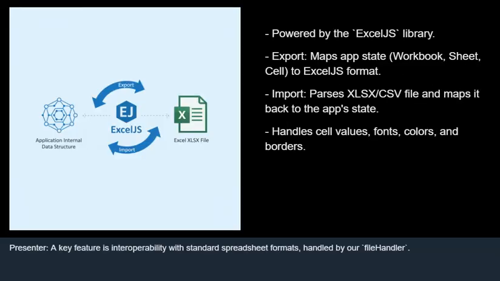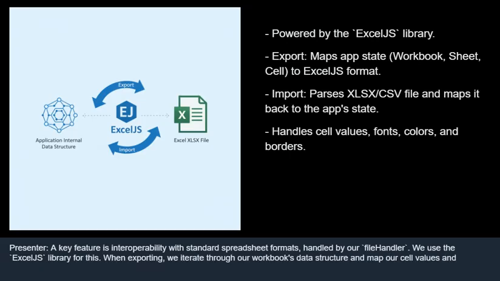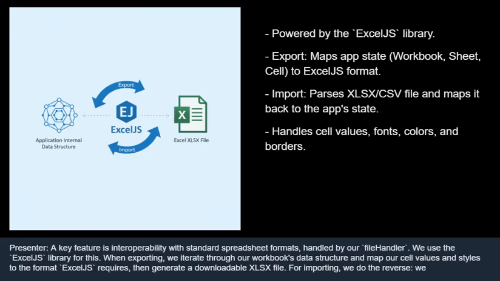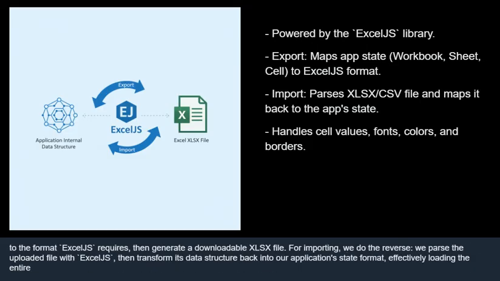A key feature is interoperability with standard spreadsheet formats handled by our file handler. We use the ExcelJS library for this. When exporting, we iterate through our workbook's data structure and map our cell values and styles to the format ExcelJS requires, then generate a downloadable XLSX file. For importing, we do the reverse. We parse the uploaded file with ExcelJS, then transform its data structure back into our application state format, effectively loading the entire workbook into our clone.